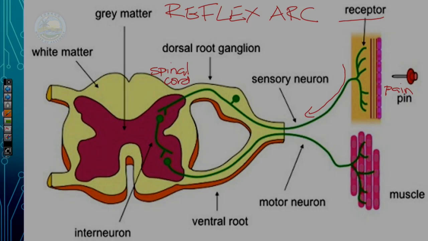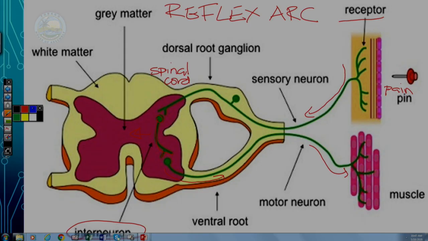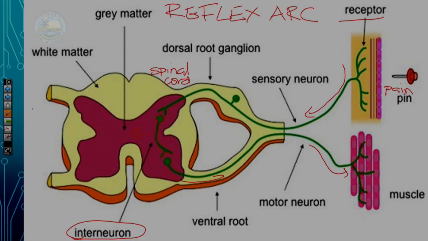Now the information is going to go quickly from the sensory neuron to your interneuron or your relay neuron, which is right here, and then the response is going to come just as quickly down the motor neuron and into the muscle here to tell you to lift your foot off the pin. Now it does not mean that your brain does not receive the information. Yes, other relay neurons are going to send the information to your brain for processing.